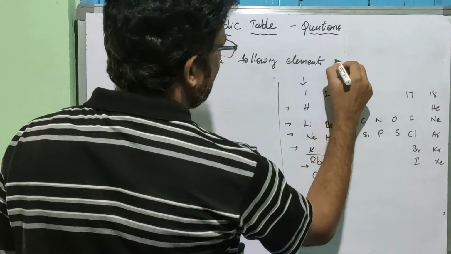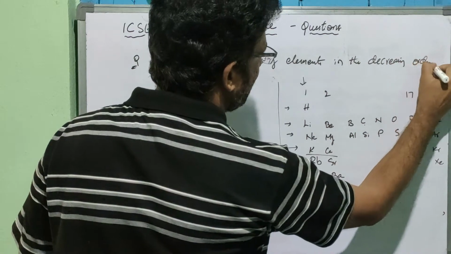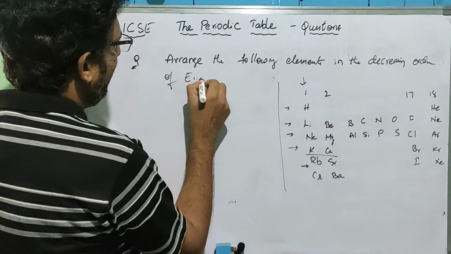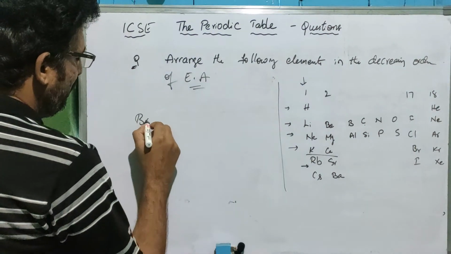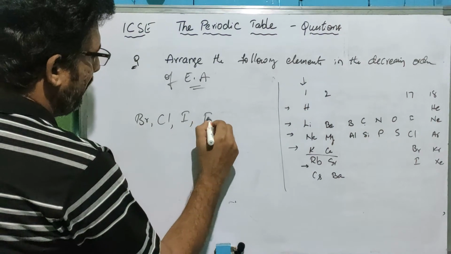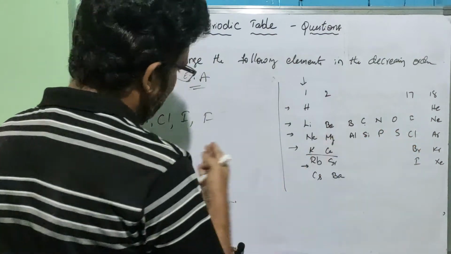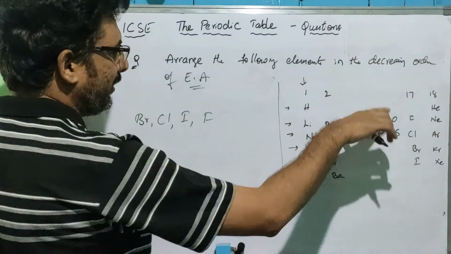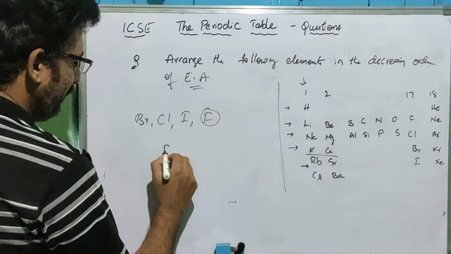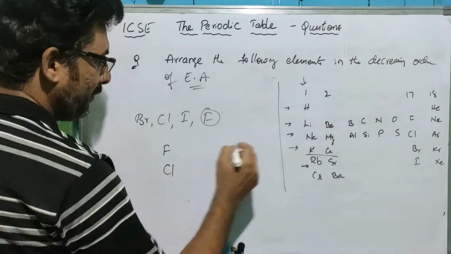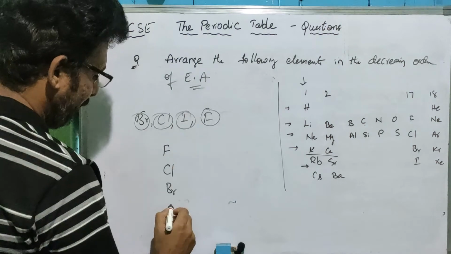Arrange the following elements in the decreasing order of electron affinity. So let's take bromine, chlorine, iodine, and fluorine. These elements belong to group 17, nothing but the halogens. So let's write them in the same order. Out of these four, as per this group, first comes fluorine, then chlorine, after that bromine, and then iodine.